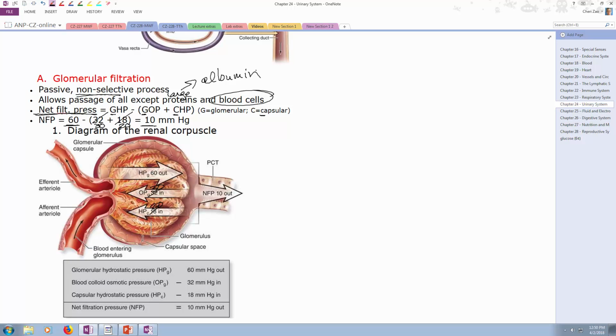So that's where we're going to stop today. We're going to pick up with this topic again next time, and we're going to talk about that's all we need on a daily basis to make that 180 liters a day of filtrate. So what happens when we actually monkey with these numbers? And that's what we're going to talk about next time.